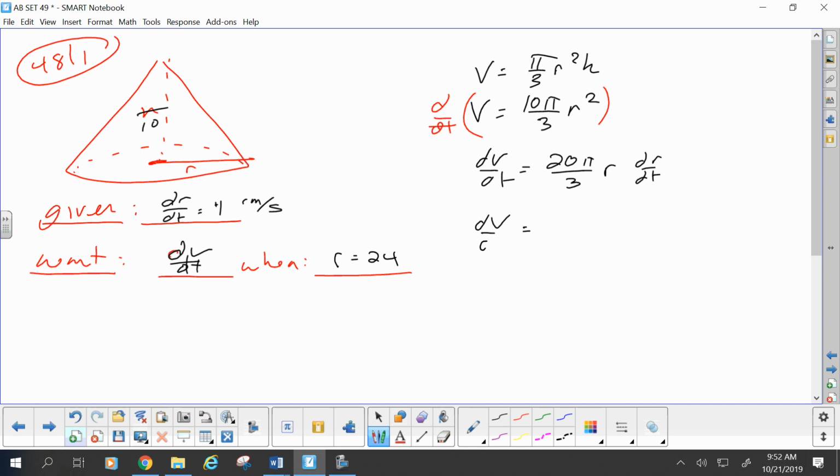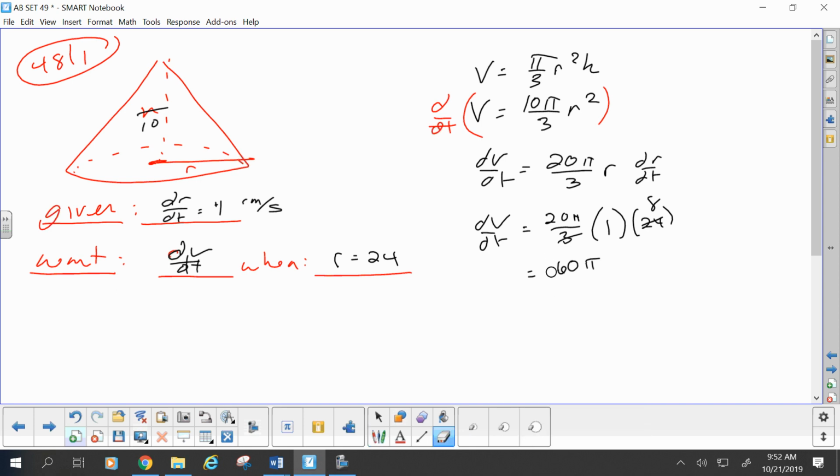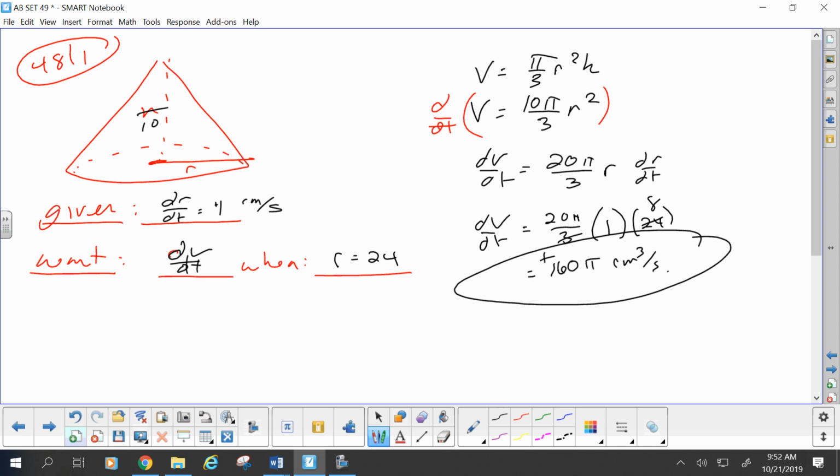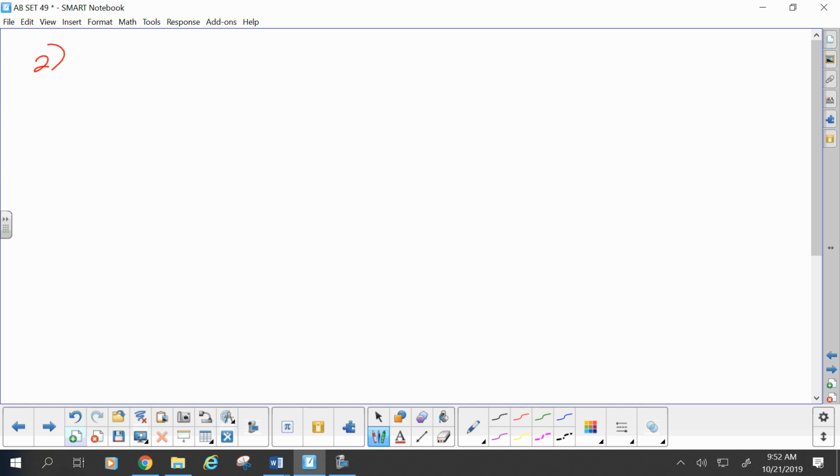dV/dt is 20π over 3 times 1 times 24, so 160π. What are the units on dV/dt? Centimeters cubed per second. And it is positive, which makes sense. Okay, are you done on one? All right, to me that would be kind of an easier one of these. I mean, none of these are really that easy, but it's easier than most. Is two still a question?